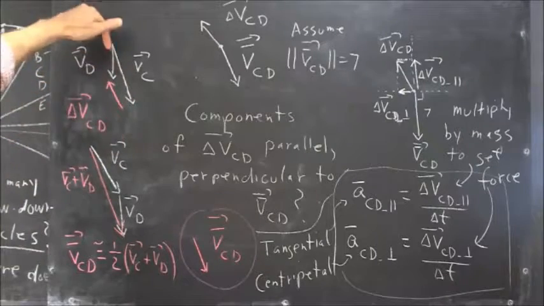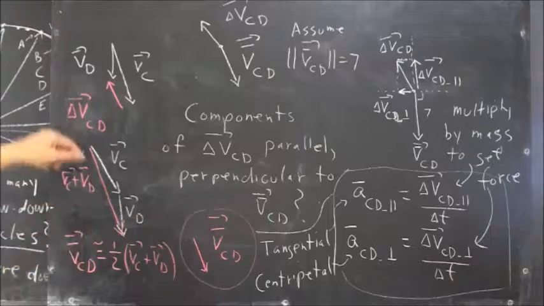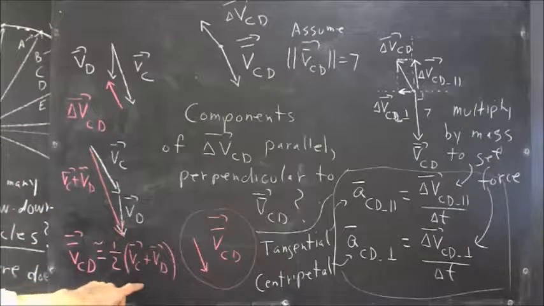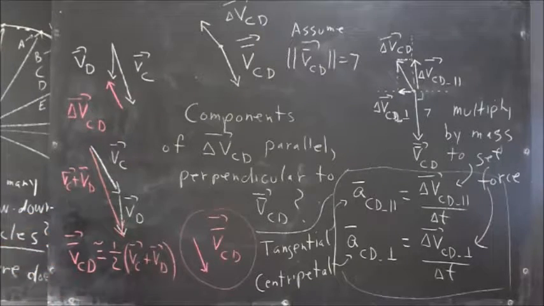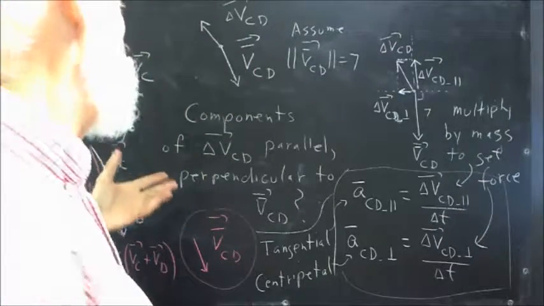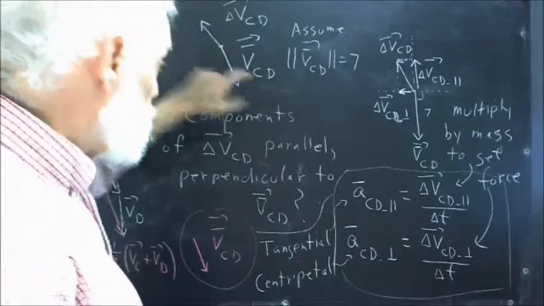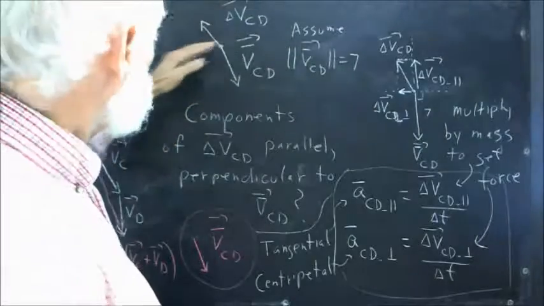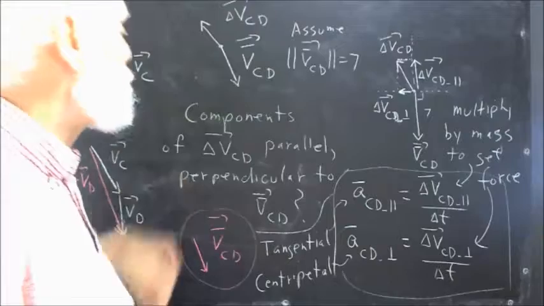We got our velocity at C, our velocity at D. We find the change in velocity from C to D. We add the velocities at C and D and divide by 2 to get our approximate average velocity between C and D. So here's our average velocity, here's our change in velocity. We can see intuitively that our change in velocity is more back, which means that we're going to be slowing down, and somewhat perpendicular, which means that we're going to be turning in this direction.